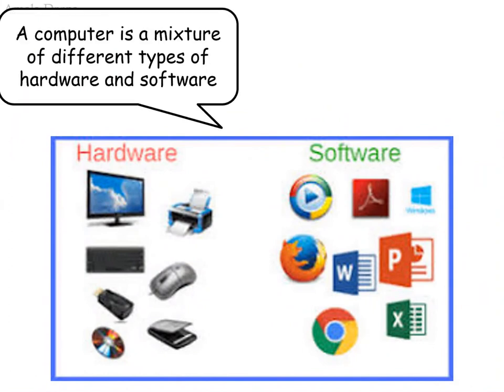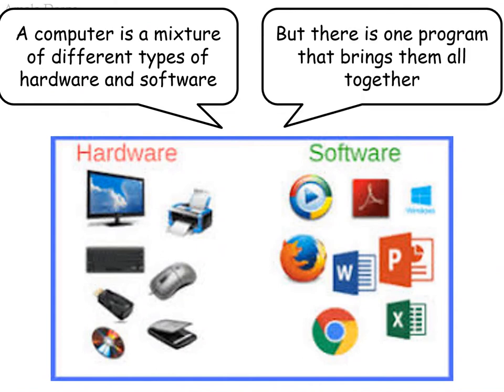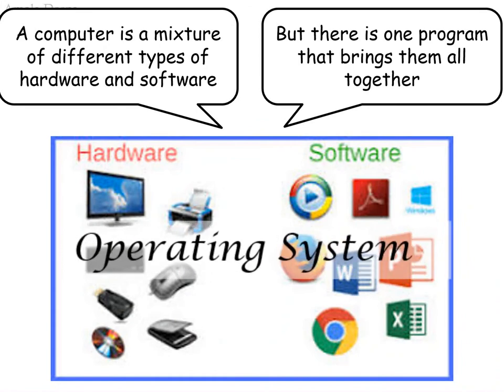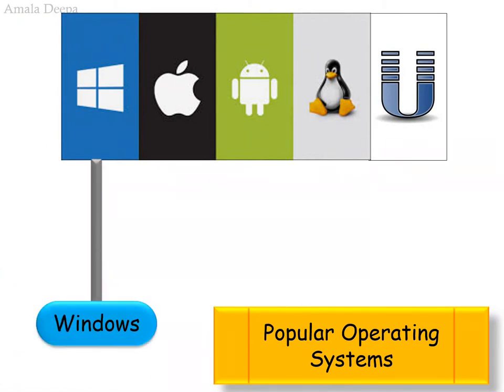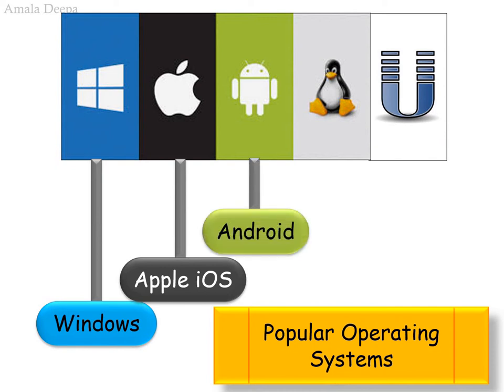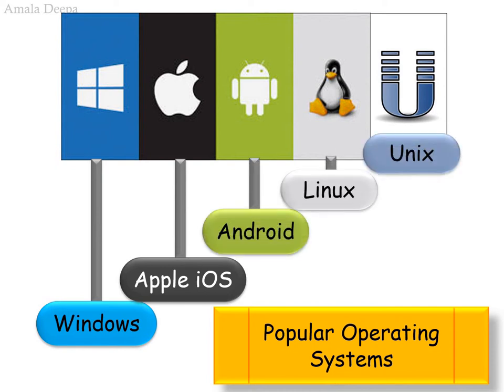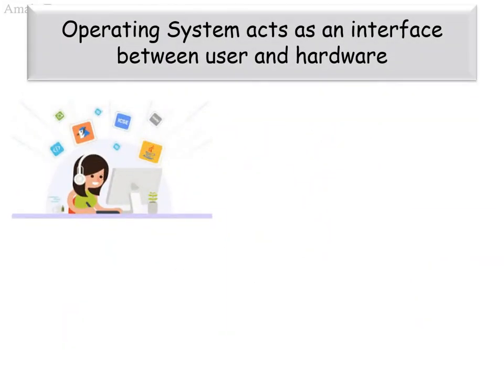A computer is a mixture of different types of hardware and software, but there is one program that brings them all together, and that is nothing but the operating system. Here are some of the popular operating systems: Windows, Apple, Android, Linux, Unix. Operating system acts as an interface between the user and hardware.